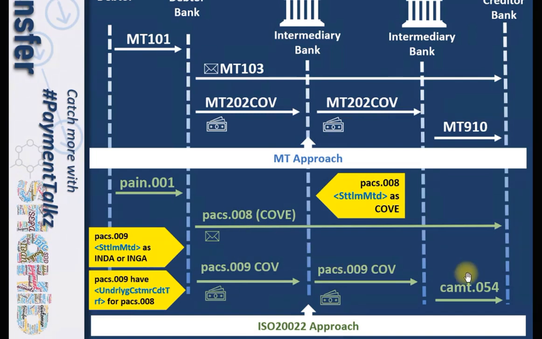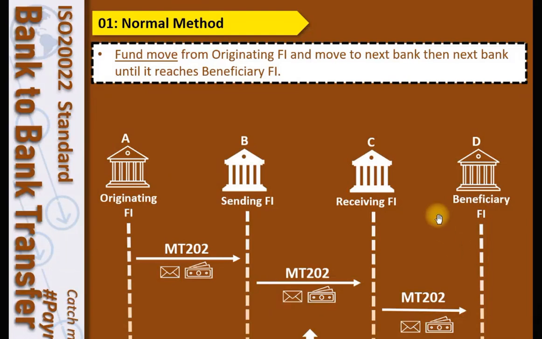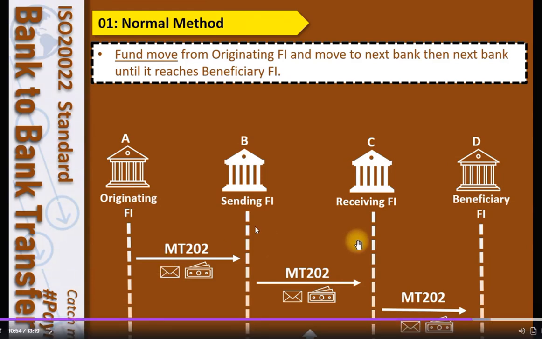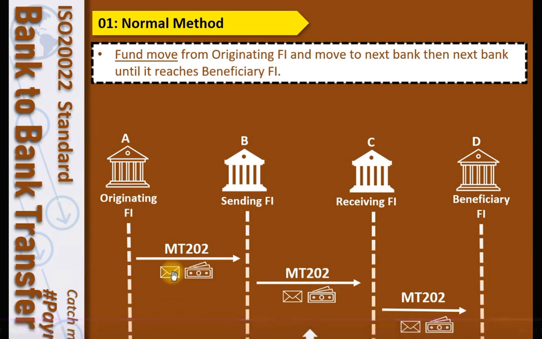Now let's move and see the other part. First, take the normal bank to bank transfer method. Here the fund has to be moved from the originating FI to the beneficiary FI. As A and D do not have a direct account, it will move via the next bank and then the next bank. So it will send to bank B, then to bank C, and finally it will reach bank D. So MT202 will have both the message as well as the fund information. It will act as a single message carrying both of them.